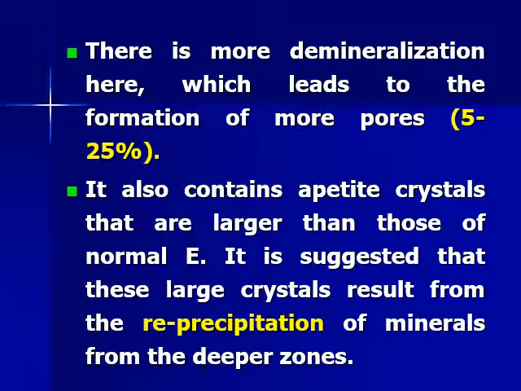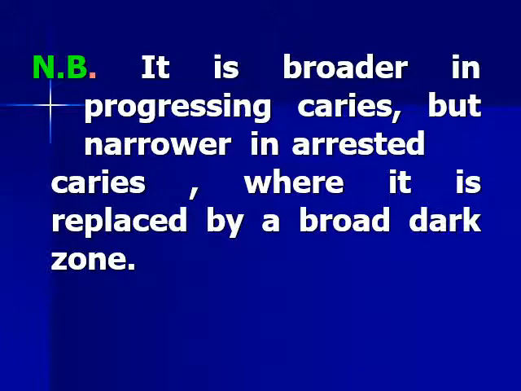Here in this zone, there is even more loss of minerals, from 5 to 25%, usually 5% at the periphery and 25% in the center. And there is, again, reprecipitation, but it has a lot of debris and it is less calcified than the rest of the lesion. And in an X-ray, it will even look darker than the dark zone. This zone is broader in progressing caries and narrower in arrested caries.